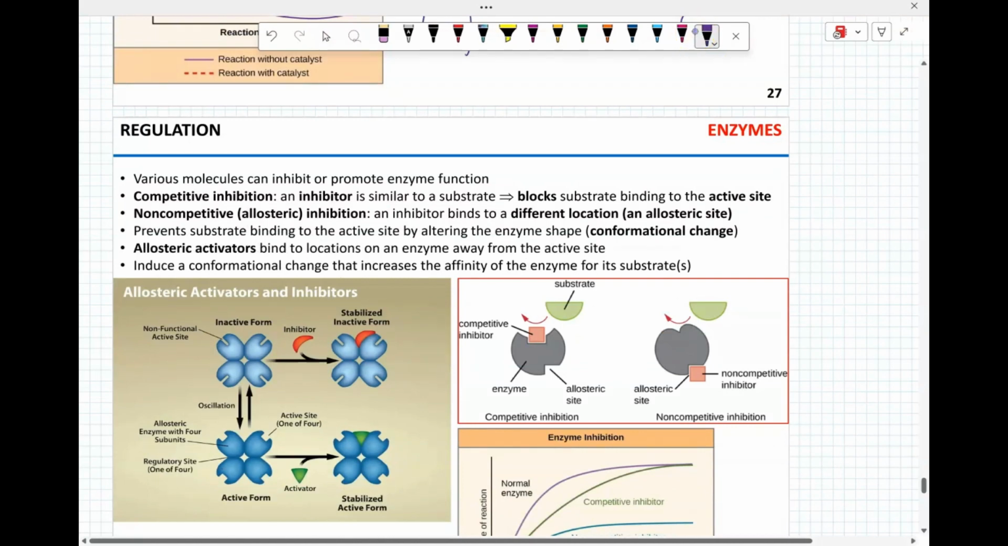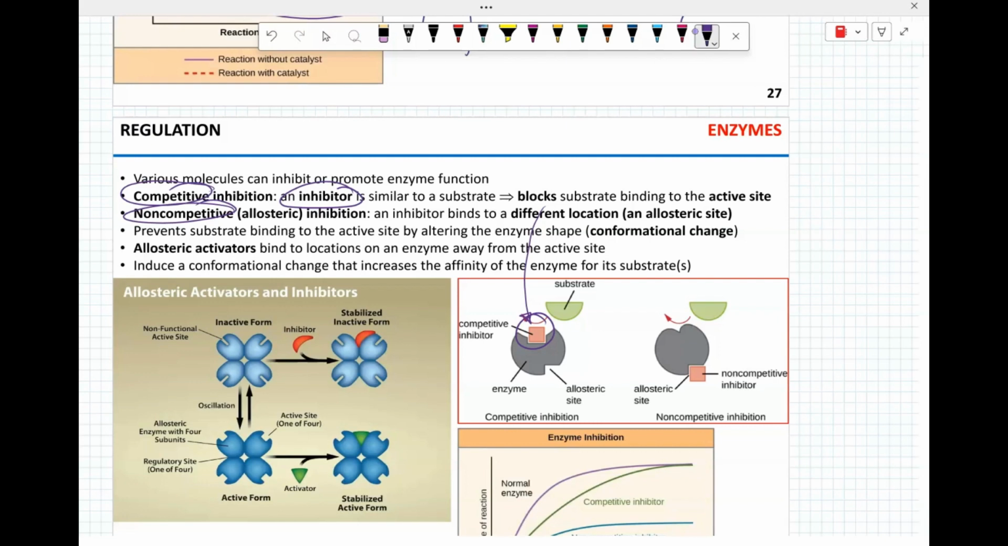So inhibitors can be competitive and non-competitive. In case of a competitive inhibitor, it binds to the active site because the inhibitor is similar to the substrate. When an inhibitor is bound to the active site of an enzyme, it blocks the substrate from binding to that active site.